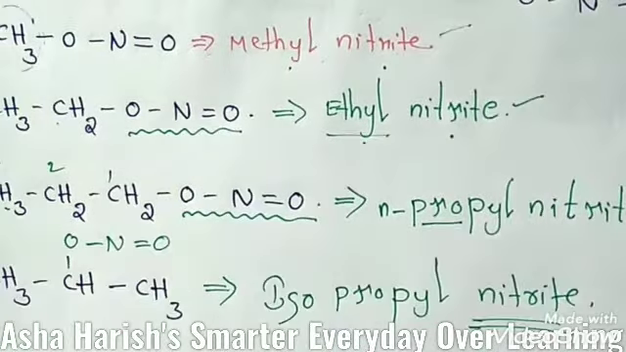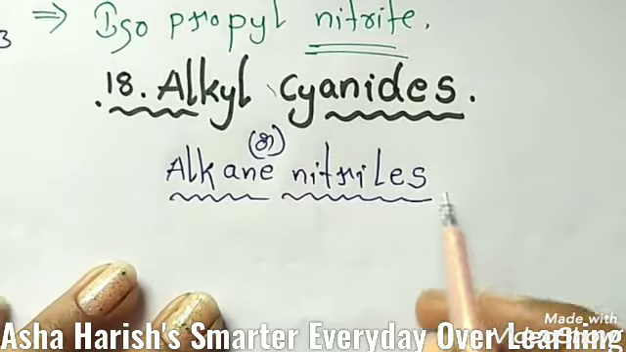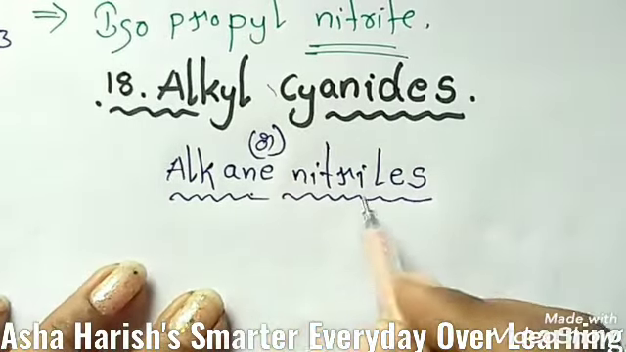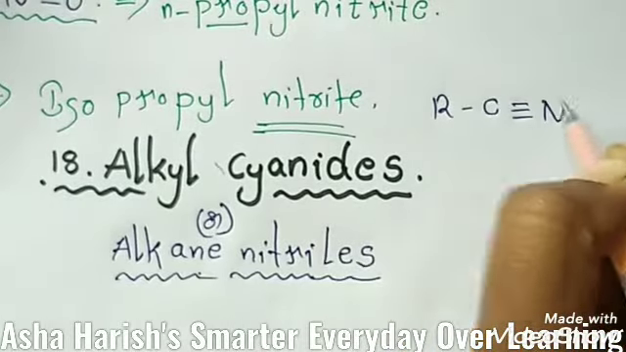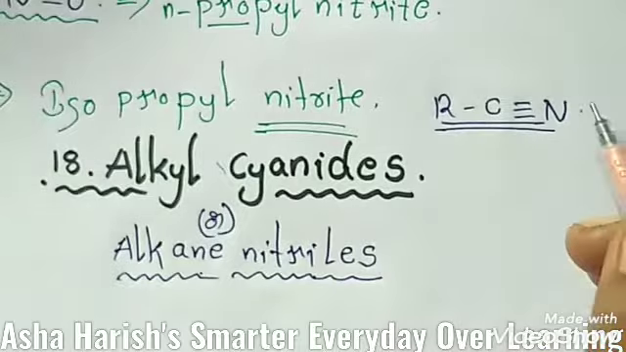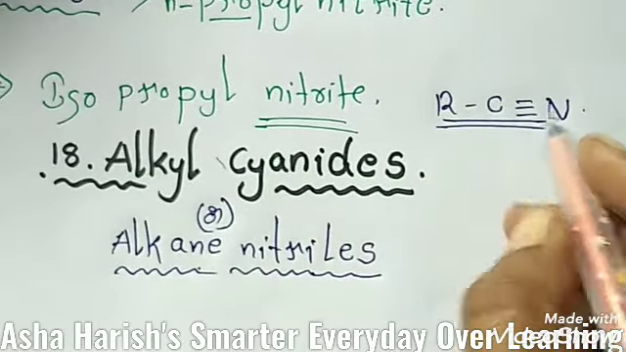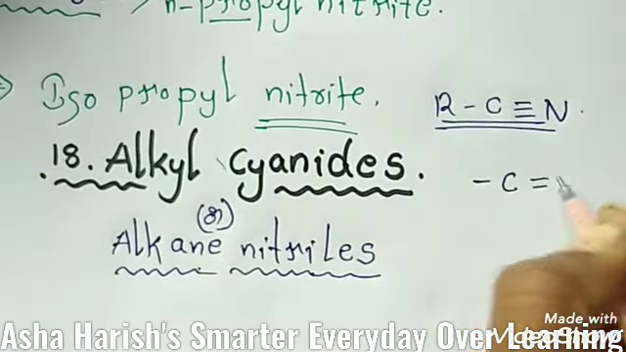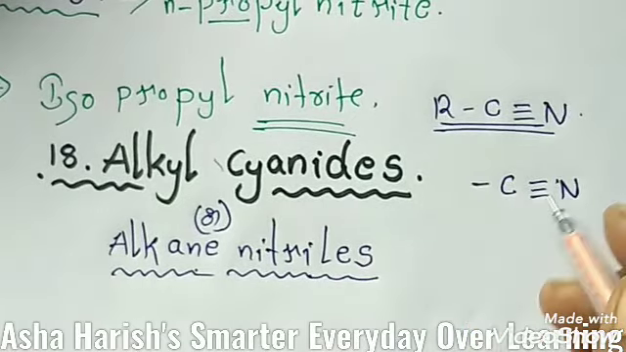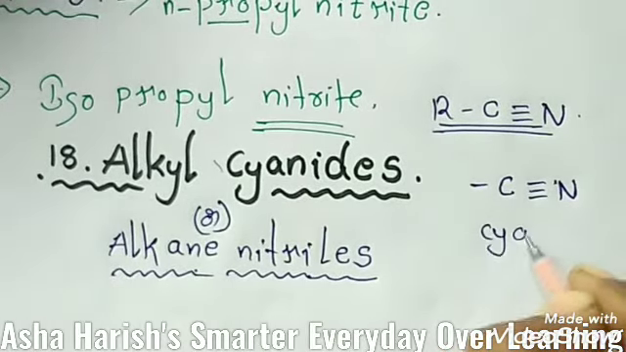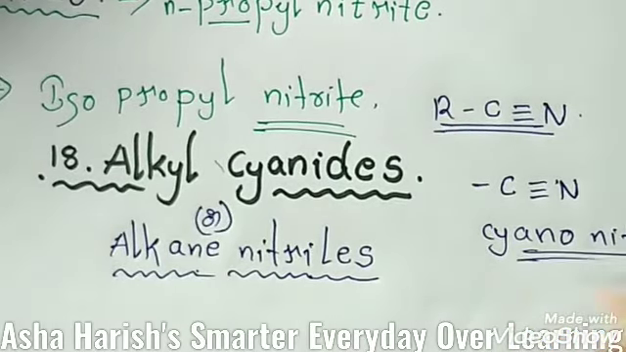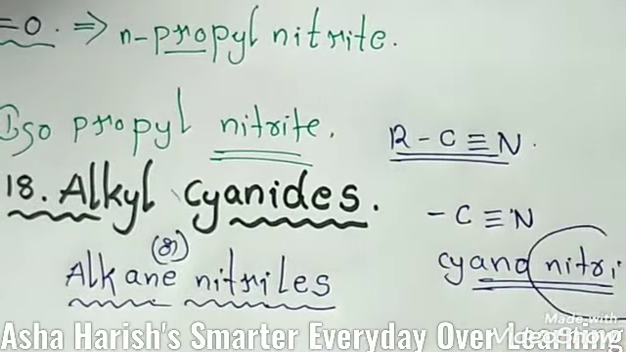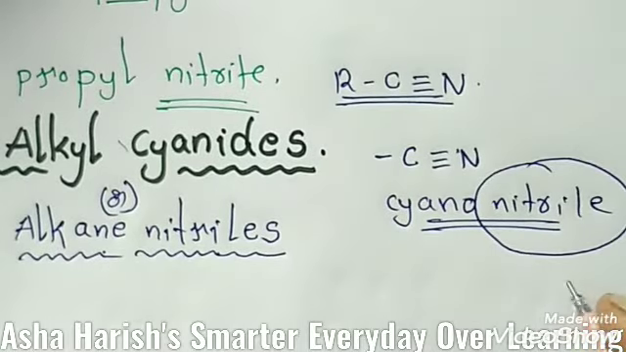Let's go for the next one, 18th. Alkyl cyanides are also called alkane nitriles, and the general formula is R-C triple bond N, where R is any alkyl group you should add, and here the functional group is CN. Cyano or nitrile you should add. And what is the secondary suffix here? Same, nitrile is the secondary suffix.